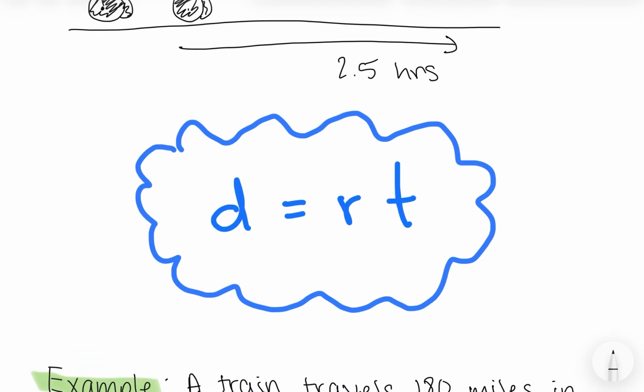D equals RT is a simple equation that states distance equals rate times time. When we're given two of distance, rate, and time, we can always solve for the other one by manipulating the equation around. So let's do one quick example just using the equation before we get into something you might see on MathCounts or the AMCs.